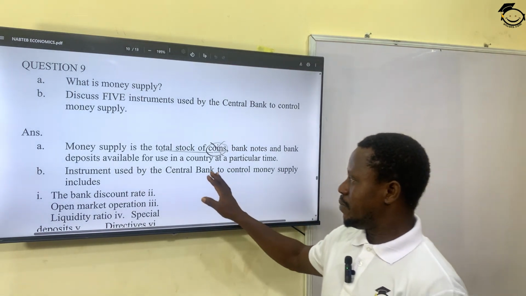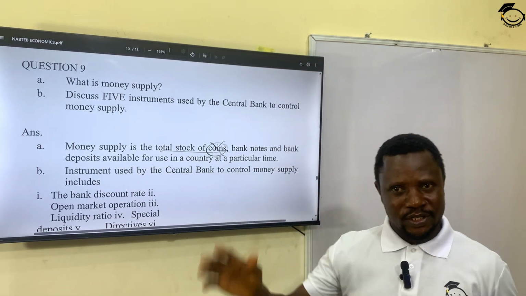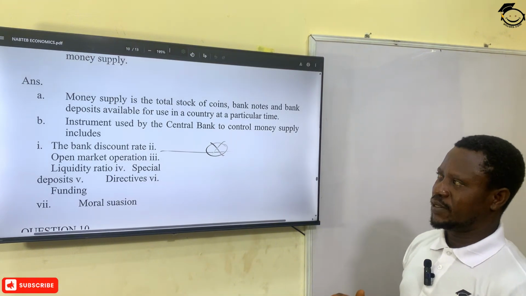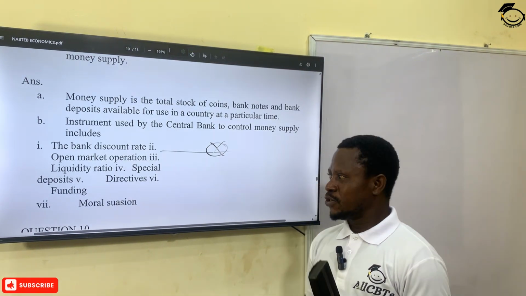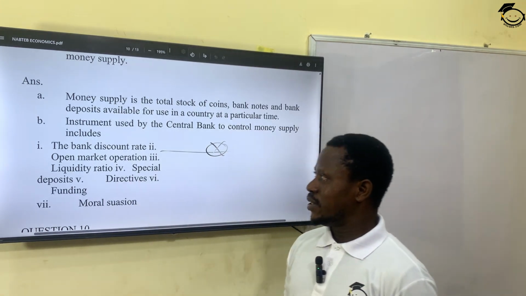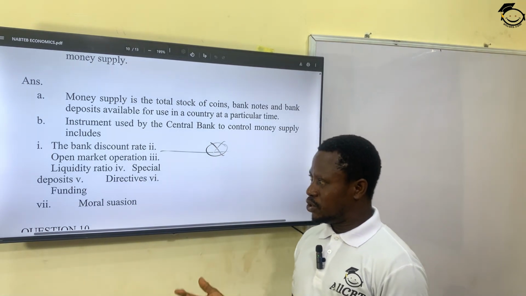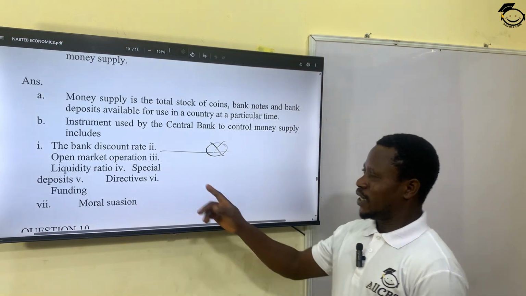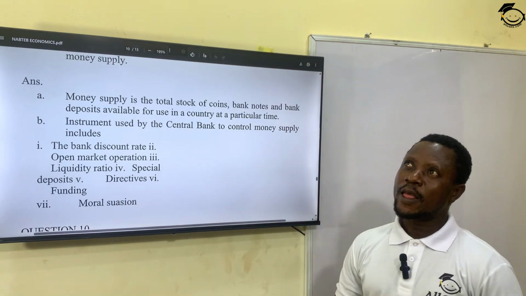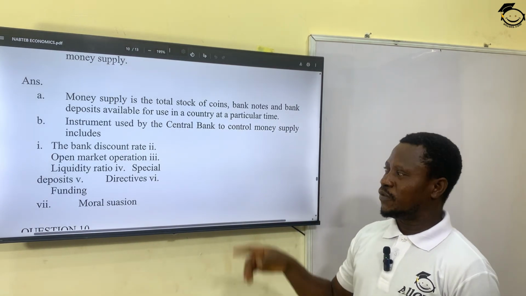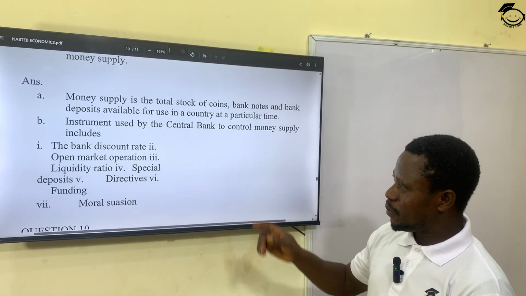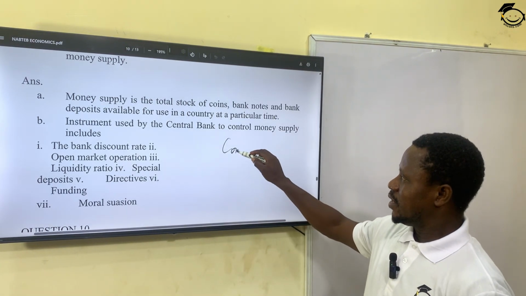Okay? Remember that the central bank controls the total money in circulation. Right? So the central bank has different policies they can put in place to control money. They can do what they call bank discount rates. They can do open market operation, liquidity ratio, special deposit. Like this special deposit, the Nigerian central bank uses this severally all the time. When they notice there's too much money in circulation, inflation, what they do is that they will increase special deposits, especially from commercial banks.